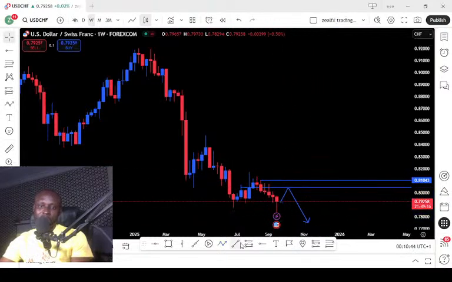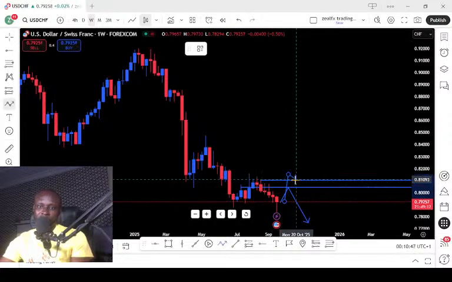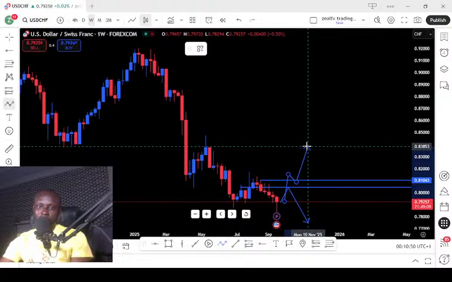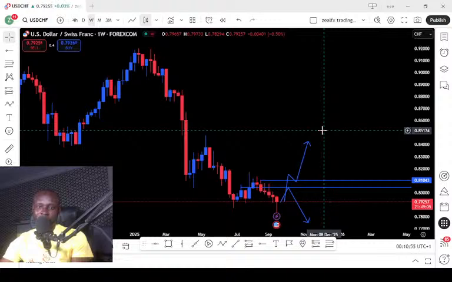Then if price closes above this resistance, we will start looking for a possible buying opportunity for the USDCHF to the top. So USDCHF for this week remains neutral. We have a downtrend structure, but price closed on the support level, which indicates we have to remain neutral for the USDCHF for this week.